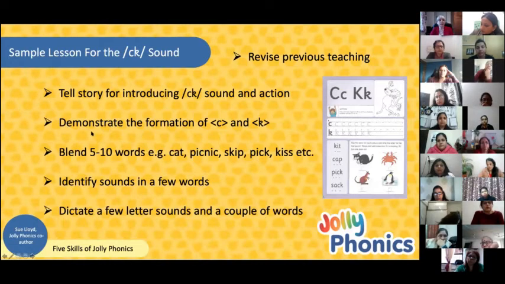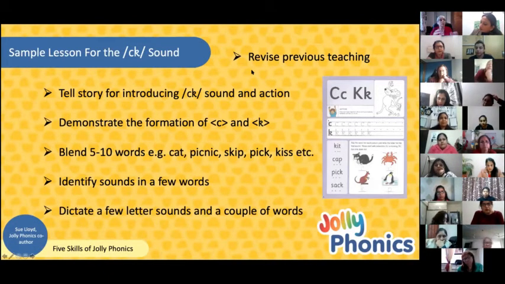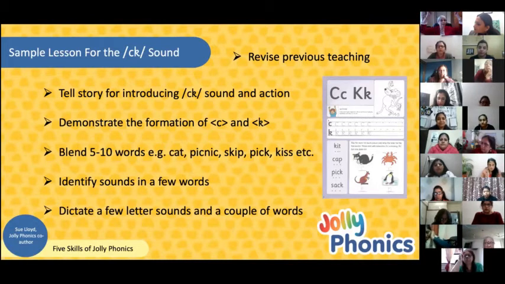So this is a typical sample lesson. For each lesson, the teacher revises the previous teaching. So the teacher goes through the flashcards and they all do the actions. And she might say, well, let's do it with the boys, let's do it with the girls, or let's do it with this group, let's do it with that group. So you've done a little bit of practicing. And then you introduce your story, and this time it's the k sound. And the story is that the Spanish dancer is clicking her castanets and the children are going k, k, k. And there's your sound. K.